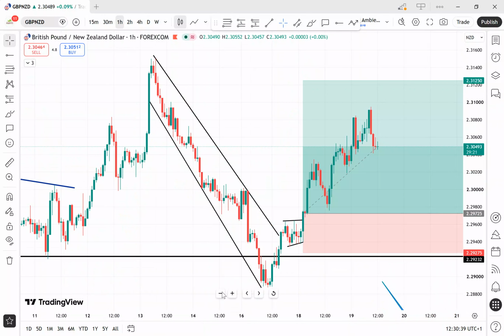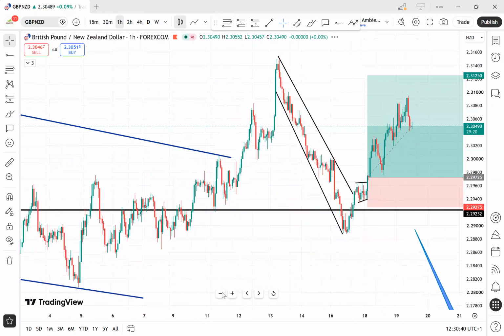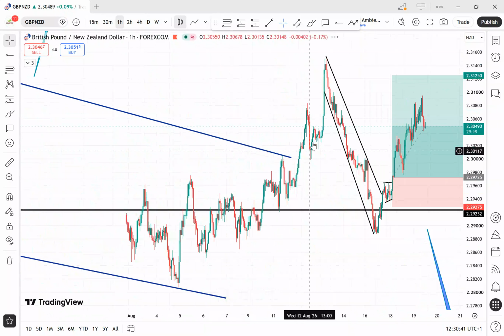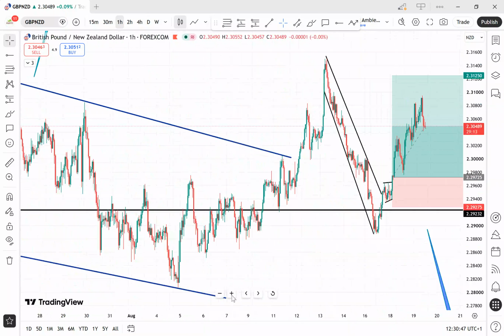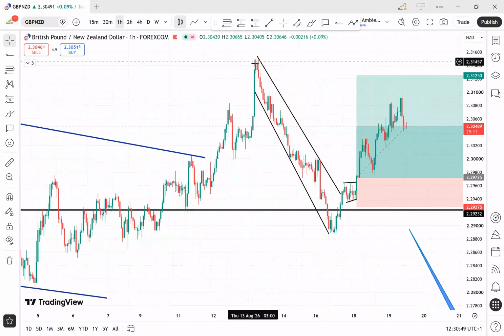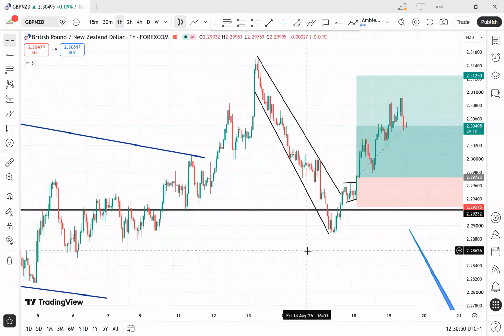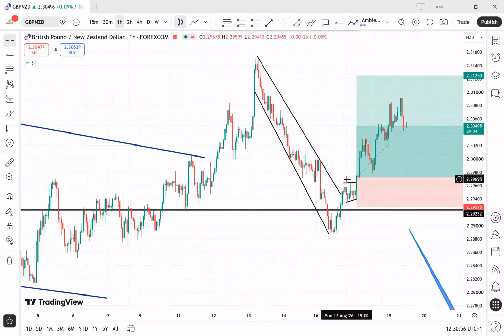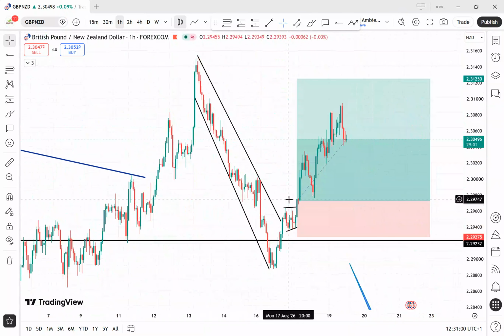So I talked about the candlestick patterns here. It wasn't clean enough, so I didn't take that. The price pushed up, then dropped down. So I marked this descending channel right here. Then the price broke out of the descending channel, then printed the continuation structure. So I placed my entry just above it and stop loss below it.